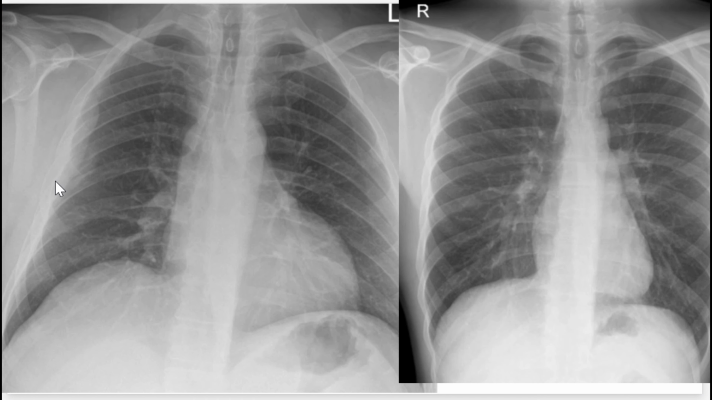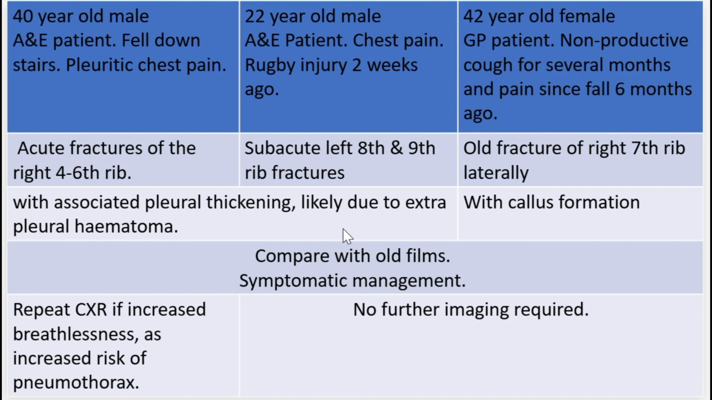So these are acute rib fractures, and they are associated with pleural thickening, likely due to extrapleural hematoma. Management here, I would compare with old films. Symptomatic management of the rib fracture.